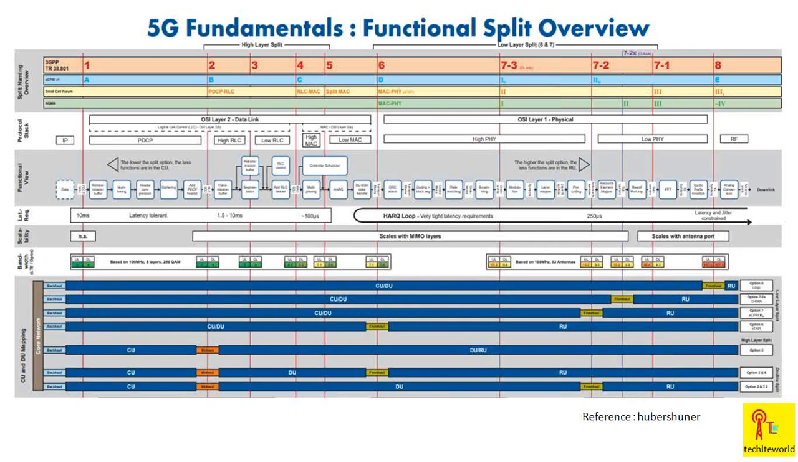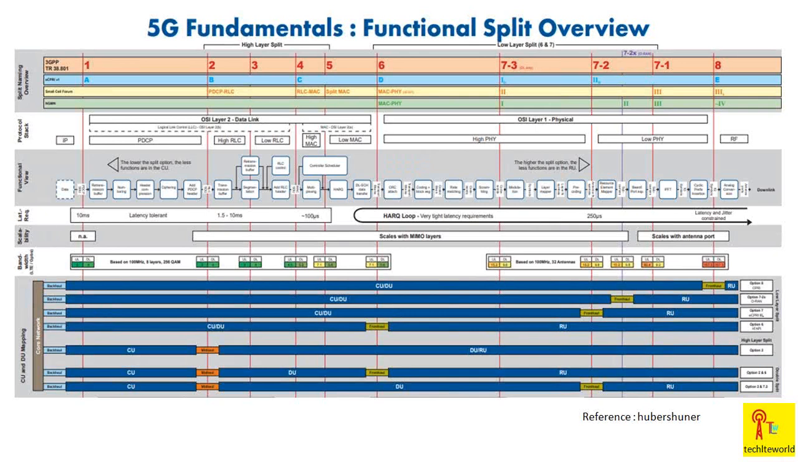If you can zoom in, you can see the protocol stack, and there are splits defining those protocol stack. If you go to the bottom of this diagram and see the CU and DU mapping, the last one, we can see the 7.2x is having CU DU. There is a backhaul, then CU DU, and fronthaul is there. And if you go up, you can see the radio unit is having low-PHY.